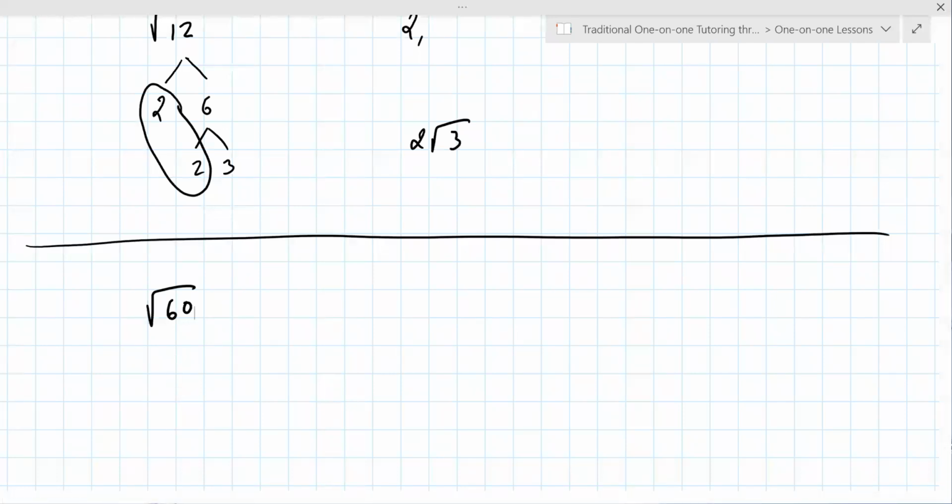Okay, how are you doing on this one? I got 2 square root 15. Okay, and that is correct. Very good. Okay, fantastic.